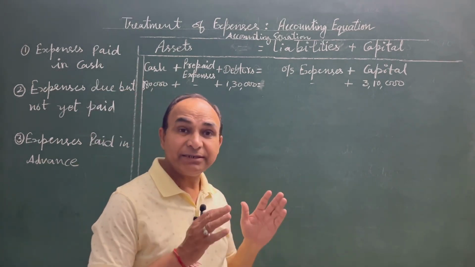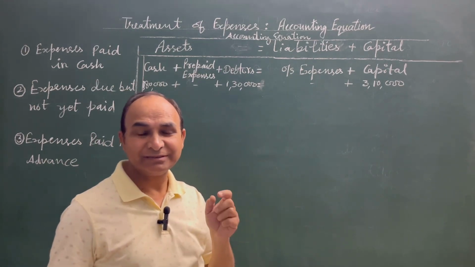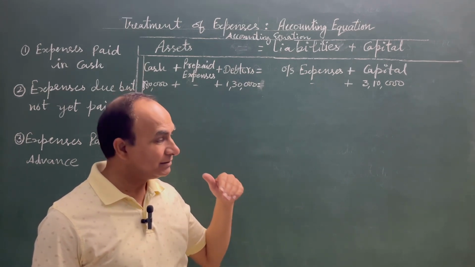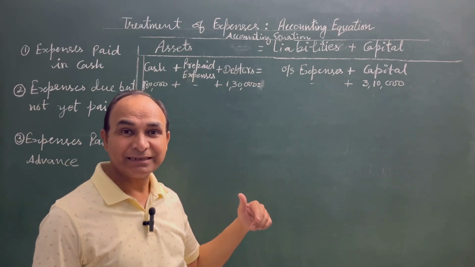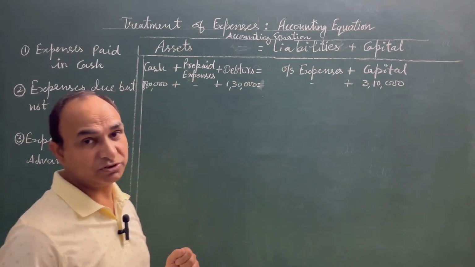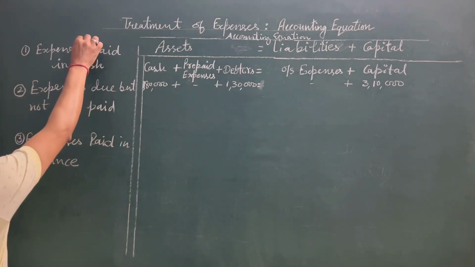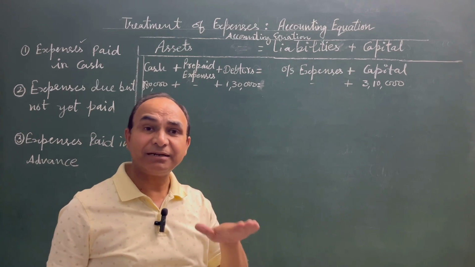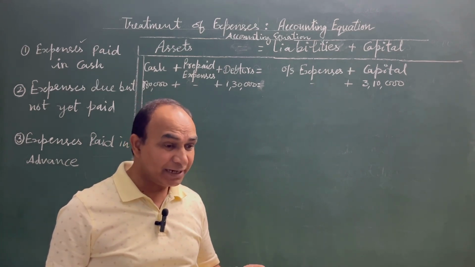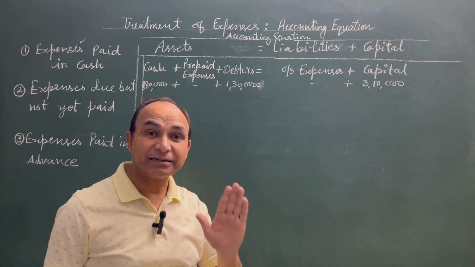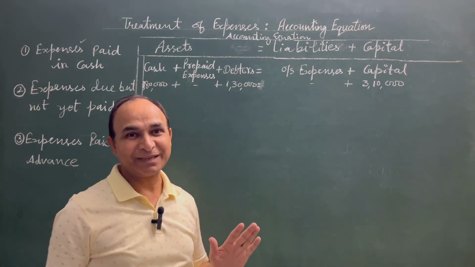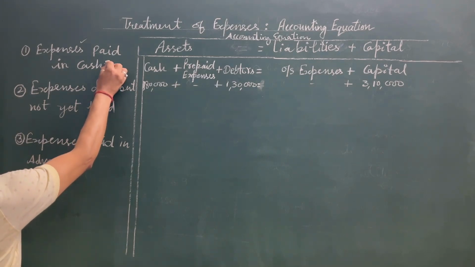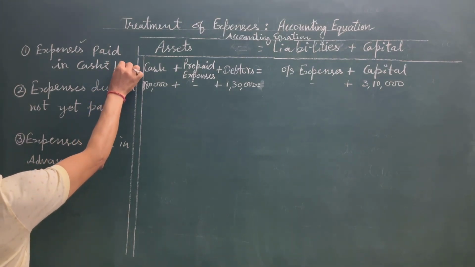Now there are three possible transactions related to expenses. Let's go through the transactions and simultaneously discuss their effect on this accounting equation. The first one is expenses paid in cash. Expenses paid in cash simply means these are current year expenses and we are getting the benefit of these expenses in the current year itself. I take an amount here, expenses paid in cash, suppose 10,000 rupees.